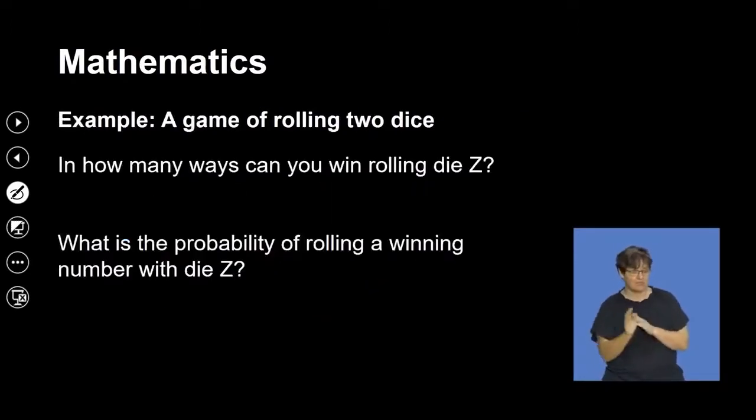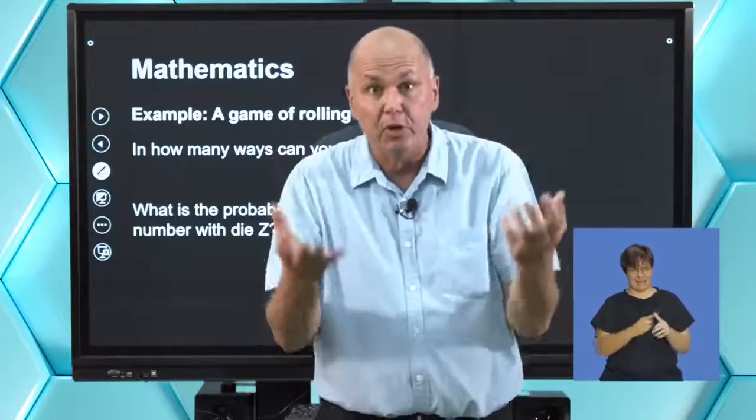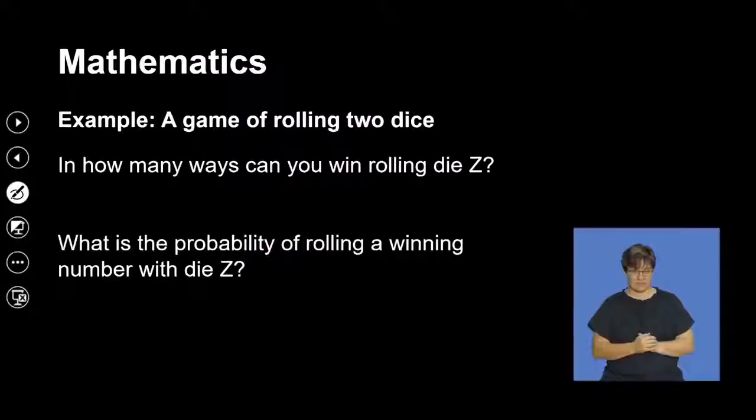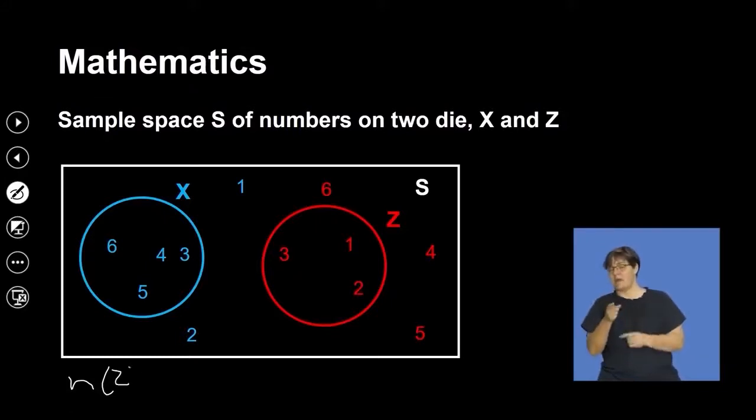And we move on and we say to ourselves, in how many ways can you win rolling dice Z? Well, that's not that difficult. And we can count it. The Venn diagram is very useful for us to see exactly what's happening. So count with me. If we go to our set Z, we recognize the number in Z this time is only going to be 3 values, 1, 2, and 3. So there are 3 values.